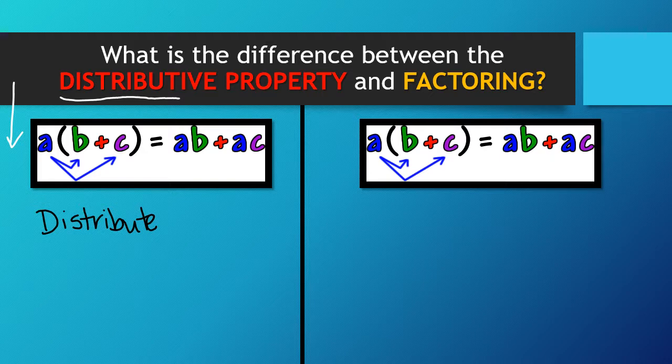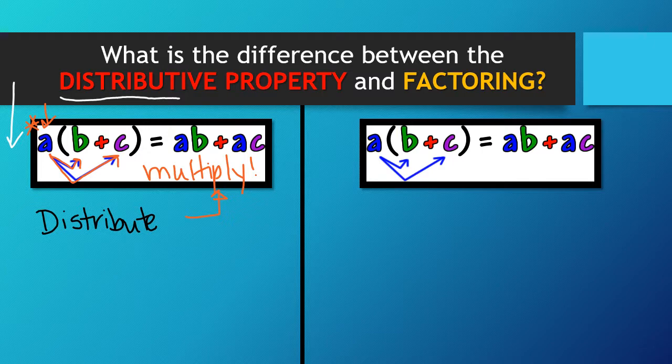It means to share. So when you look at this example that's listed here, there's usually a number or a variable outside the parentheses that you're sharing with everything inside the parentheses. You can see here that it's shared with the B and then it's shared with the C. And when you're sharing that, you're actually always multiplying. So whenever you use the distributive property, you should be multiplying. Make sure you put that in your notes.